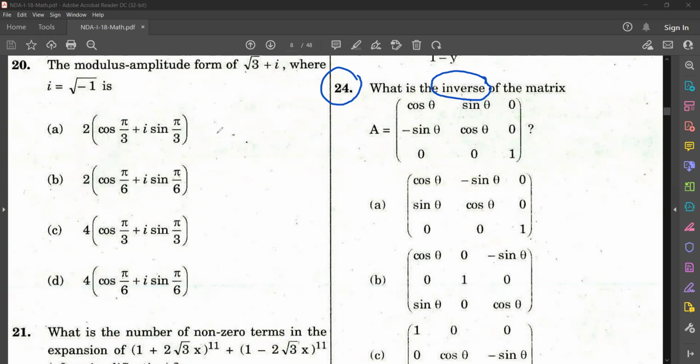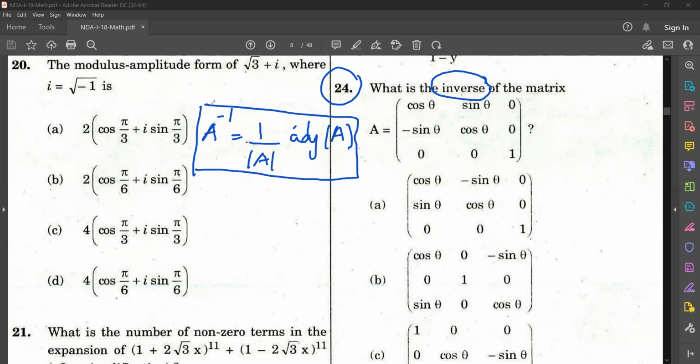And we know A inverse is equal to, what is the formula for A inverse? 1 by determinant of A into adjoint of A. So first do determinant, then find adjoint. If you don't know this formula, please write down: A inverse is equal to 1 by determinant of A into adjoint of A.